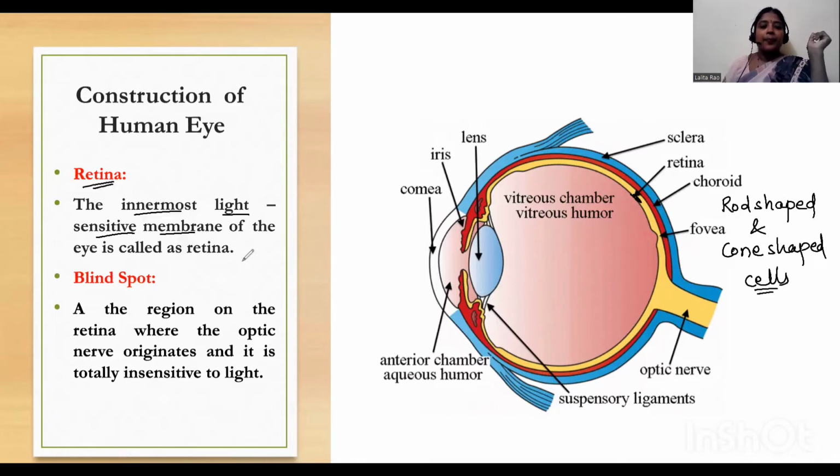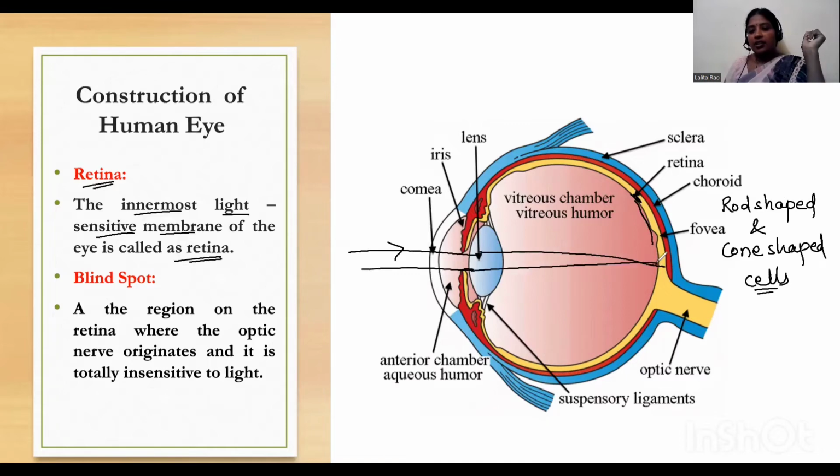So this is what happens because of the rod-shaped and cone-shaped cells, they respond to the colors, right? And the region where the light rays converge and meet is known as the retina. That screen is known as the retina.